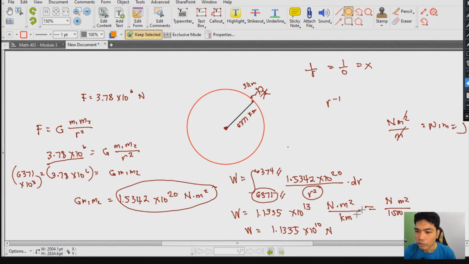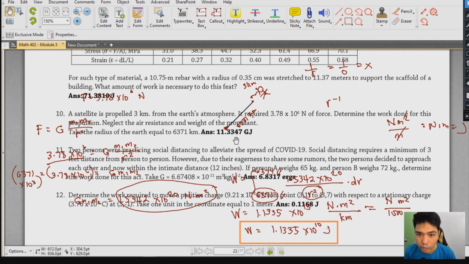Okay, sorry, why is it Newton? So this is in joules. So therefore the answer is 1.1335 times 10 to the 10 joule. In your handout, the answer is 11.3347. So that's 11.33. Okay. So it's 4 decimal places. But it's just the same value because this is gigajoule. Gigajoule is 10 to the 9. So 10 to the 9 plus 1 would be 10 to the 10. That's why it makes sense that it is the answer.